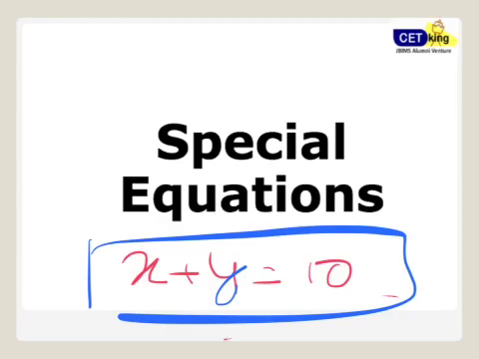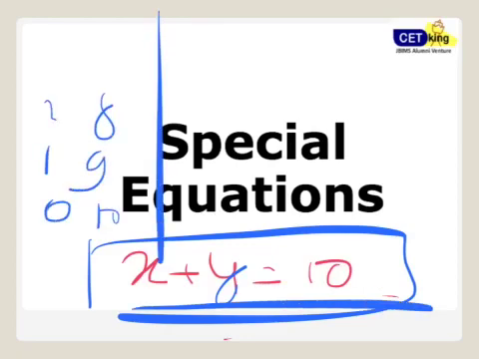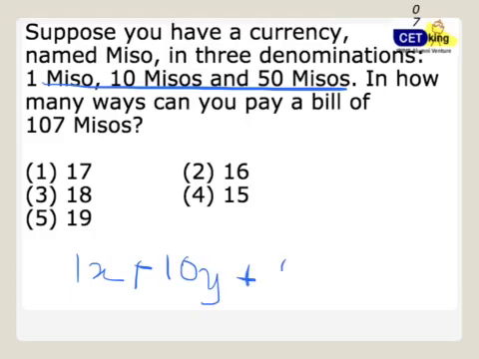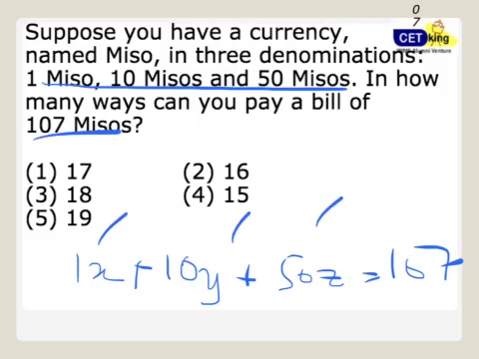Find the possible combinations of x and y. For example, 0 and 10, then 1 and 9, 2 and 8. I have to find all the combinations for x + y = 10. A typical example: I have three different currency notes, 1 rupee, 10 rupee, 50 paisa. So 1x + 10y + 50z = 107, how many ways can I pay a bill of 107 rupees? Find all the different possible combinations of x, y, z. This is a typical case you can get in your exams.